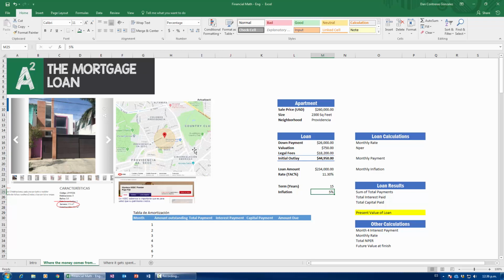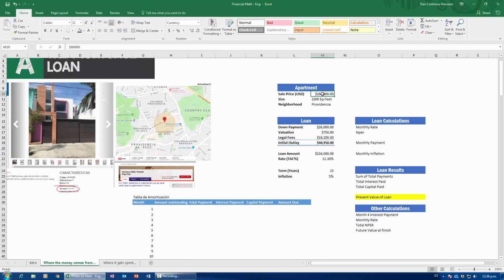Let's get started with this one. We have this apartment, it's worth $260,000, but the amount that we're going to be looking at is how much we're going to be getting from the bank. Remember, it's $234,000. So, in order to get this analyzed in Excel, we have to make some changes.